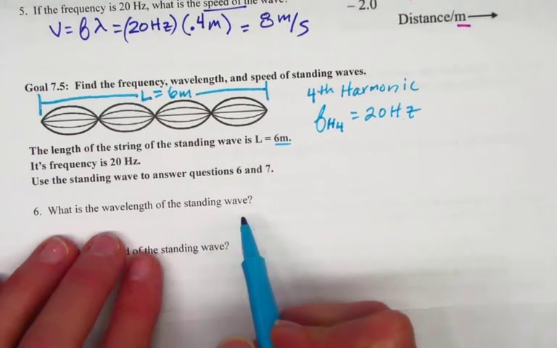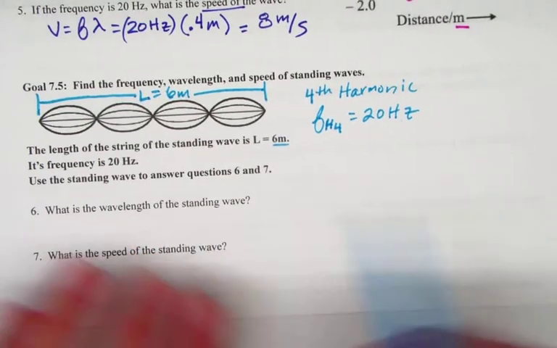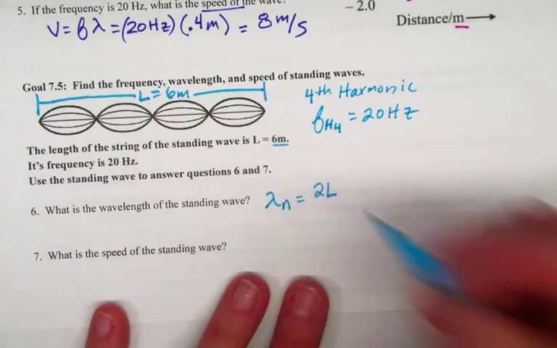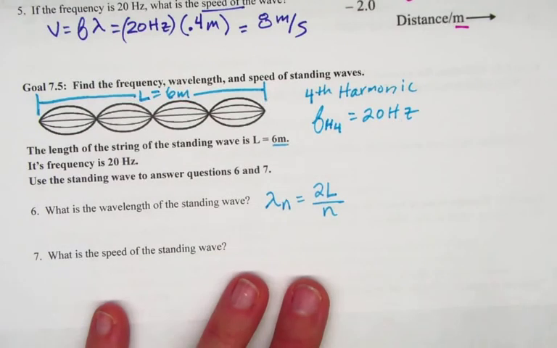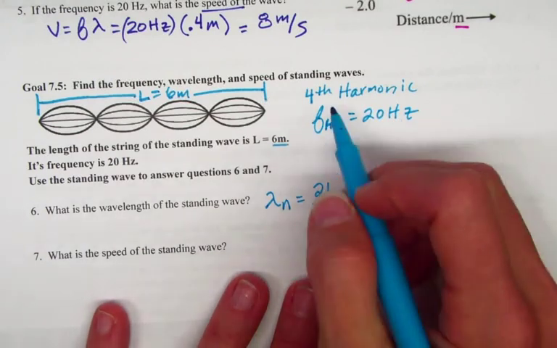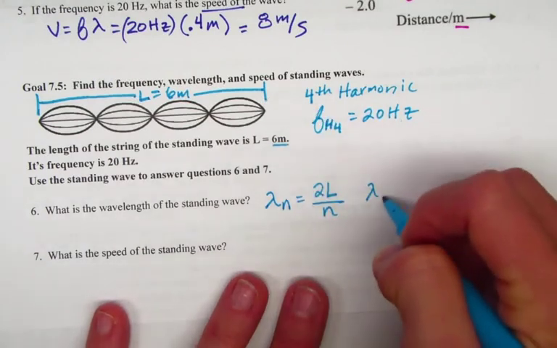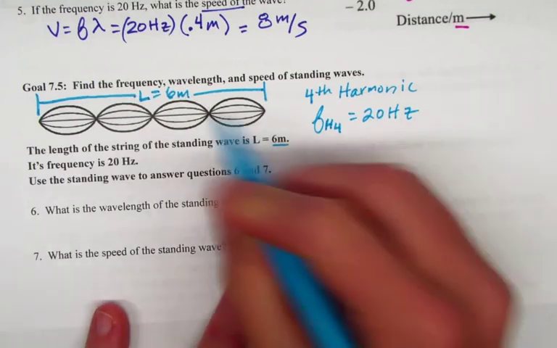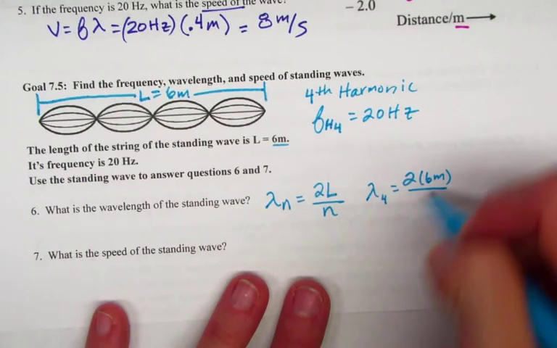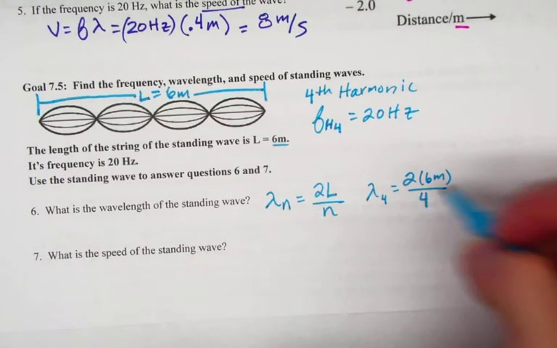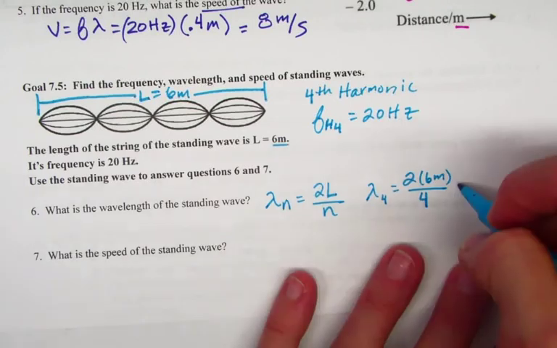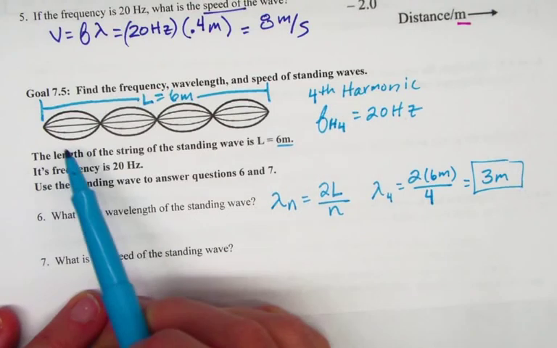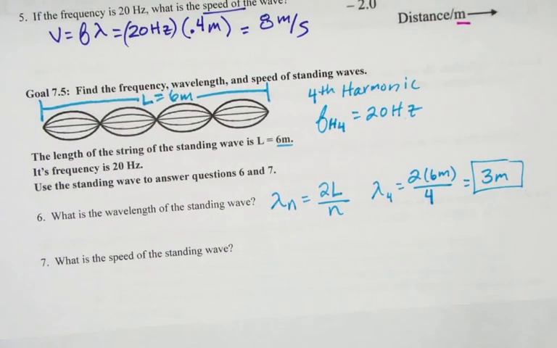Now, if it wants to know the wavelength of the standing wave, okay, well, we know the wavelength for any frequency is twice the length divided by the number of that harmonic. Well, we have the fourth harmonic, and we want to do twice the length, which is 6 meters, divided by 4, since it's the fourth harmonic. So we get 12 divided by 4 is going to be 3 meters. Okay. Now we know this is a fourth harmonic because we have the 4 loops.